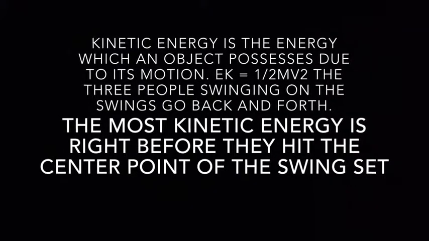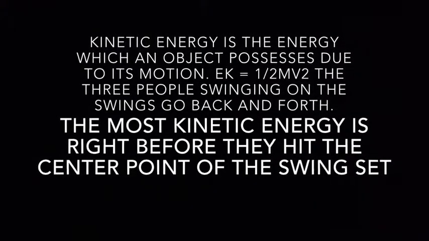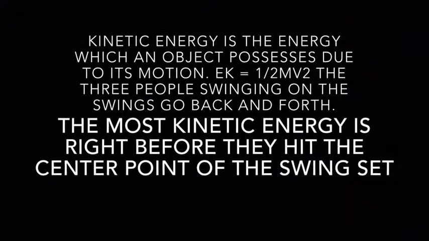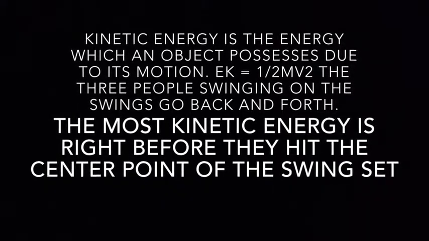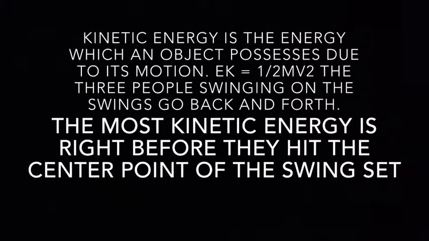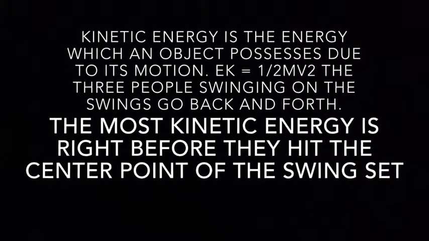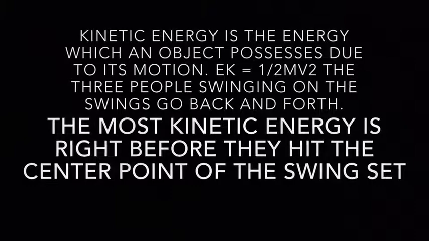Kinetic energy is the energy which an object possesses due to its motion. The equation for kinetic energy is half the mass times the velocity squared. The three people on the swings are going back and forth. They have the most kinetic energy right before they hit the center point.